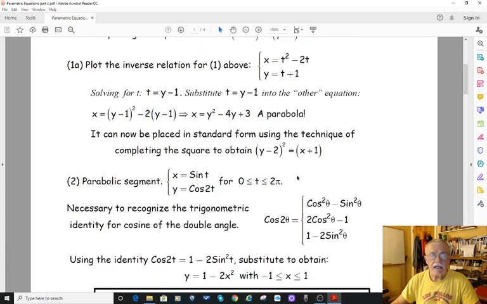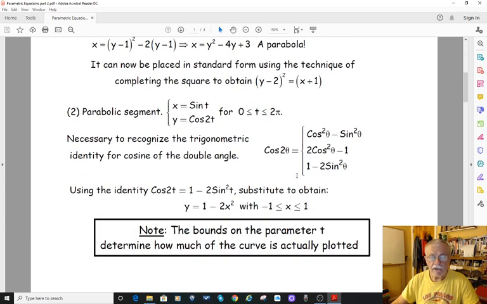Okay, all right. Another example which we did was a parabolic segment, and it was retraced. I think what happened is it started in the lower right and retraced its path, and that was kind of interesting. So notice it was not a full parabola, so what we're going to need to do when we get our rectangular form is we're going to have to specify a domain. All right, so at any rate, here we go.